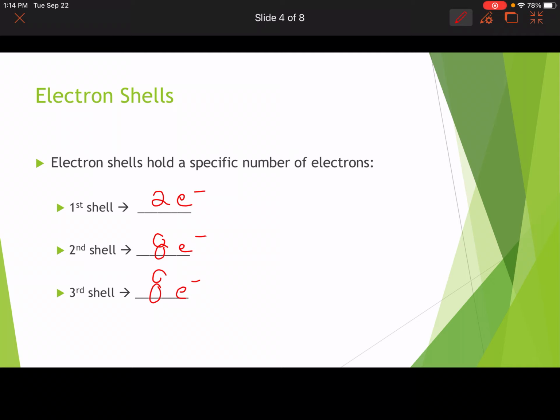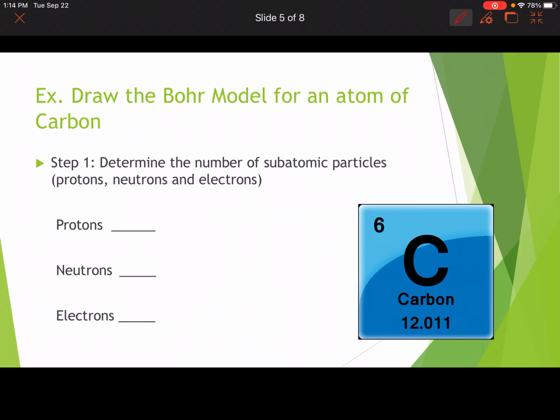So we're going to take you through an example on how to draw one, and that'll make more sense to you. So the example we're going to go through is to draw the Bohr model for an atom of carbon. So this is the information that you can find on any periodic table about carbon. So your very first step is going to be to determine the number of subatomic particles. And remember, sub meaning in, so the particles that are inside of the atom. And so we're going to be looking at protons, neutrons, and electrons.